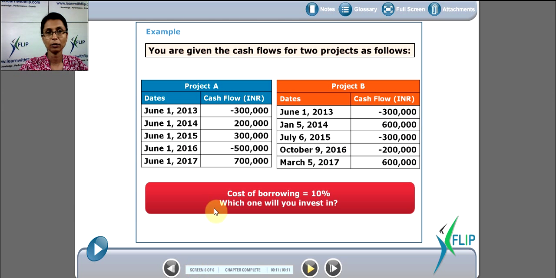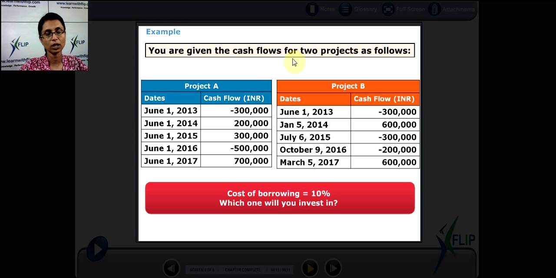So here's an example. Now, you're given the cash flows. A company has estimated the cash flows for two projects, A and B. And you will see the cash flows, okay? Now, for A and B, we have to find out which one to invest in. Now, I just want you to note something interesting, right? The cost of borrowing, that is the company is investing in either A or B, using borrowed funds where it is paying interest of 10%.